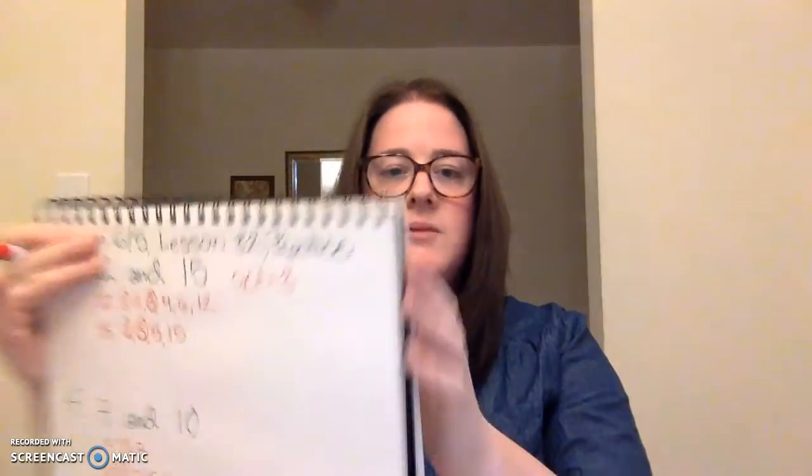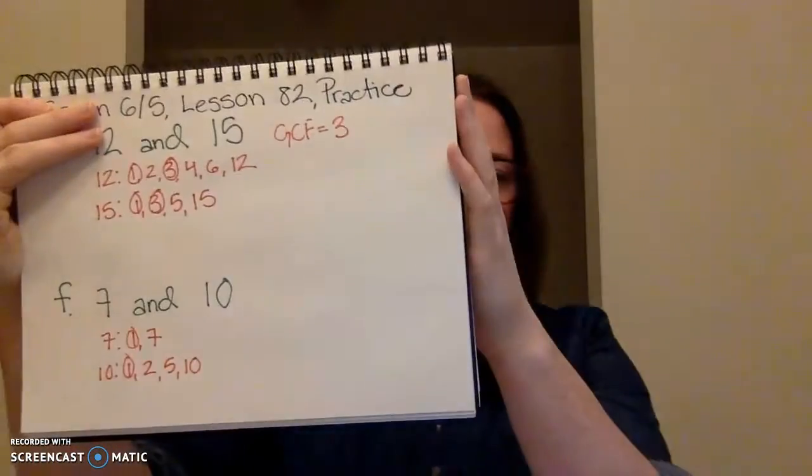And then I have 7 and 10 in example F. So the factors of 7 are 1 and 7. It is a prime number. It only has those two factors. The factors of 10 are 1, 2, 5, and 10. If I look at it, the only common factor in those two is 1. The greatest common factor is 1.